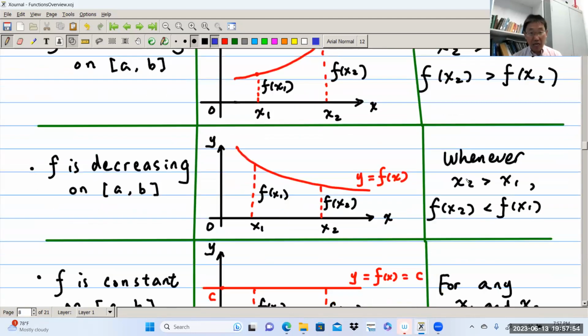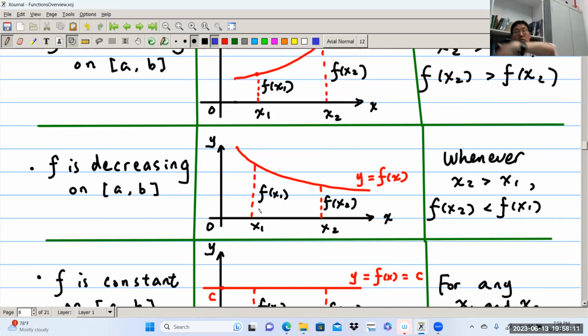And in contrast, we can define the decreasing behavior of a function. So if f is decreasing on an interval from a to b, then we know the graph of this function from left to right falls down, right?